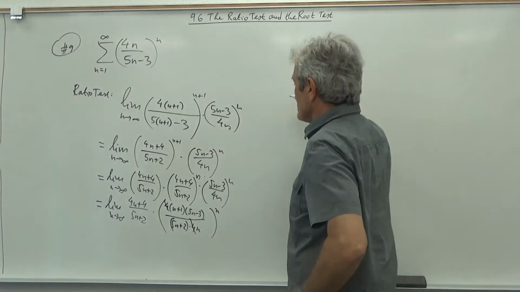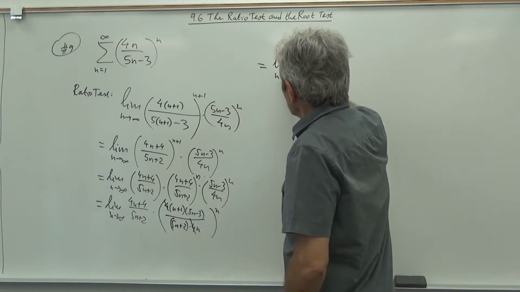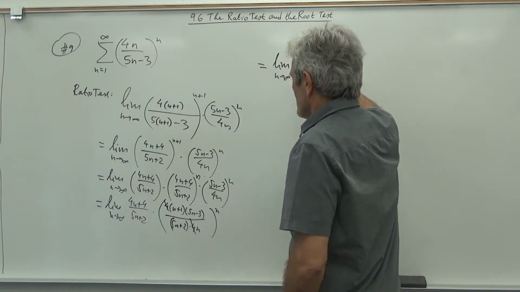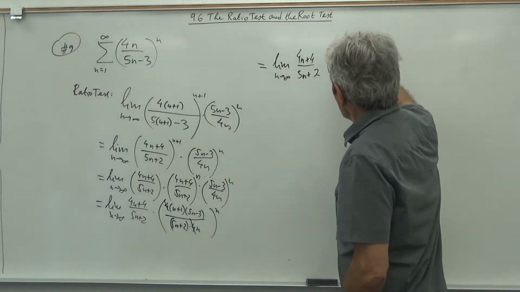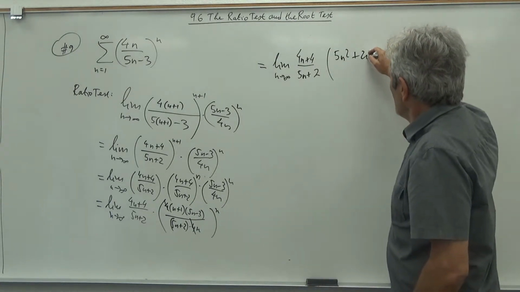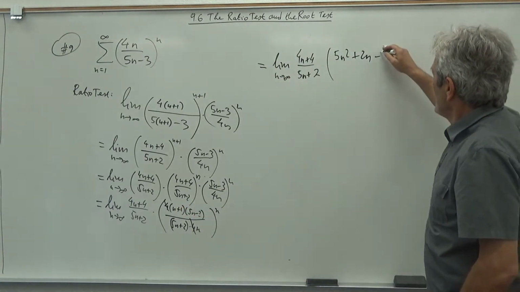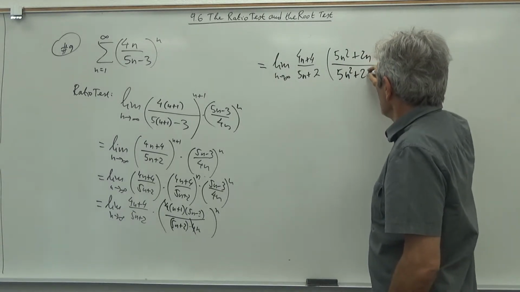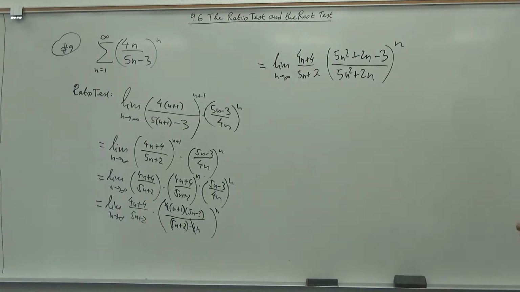Alright, this was our easy shot at it. I don't know if it's correct. Limit when n goes to infinity of (4n plus 4) over (5n plus 2) times the following. Now our FOIL here. So I get 5n squared, times 5n plus 2n, and times negative 3 is negative 3n, and plus 5n is plus 2n, minus 3, over 5n squared plus 2n. Whew. Lots of work here.